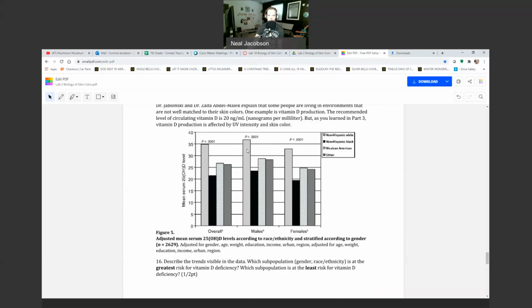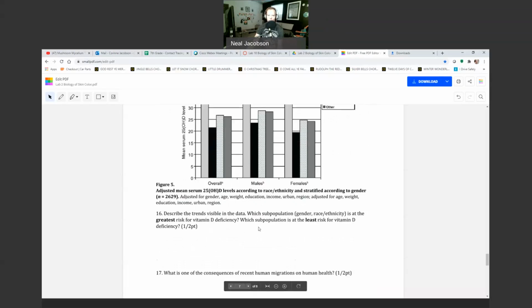And so what it shows is that non-Hispanic white people, people with light pigmentation, generally males and females and overall, have higher levels of vitamin D circulating in their bloodstream. And you can look and say, okay, then you have non-Hispanic black, and then you have Mexican American, which would be kind of your moderate brown color. Non-Hispanic black would be your darker skin color, and then other, I don't know, maybe Asian. So anyways, those are the trends in the data.